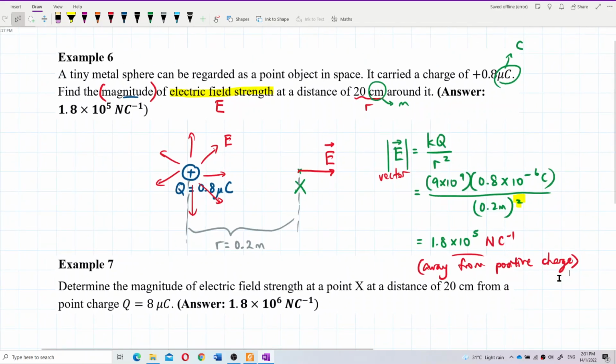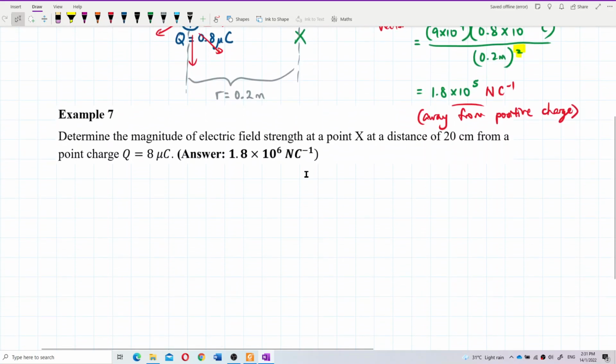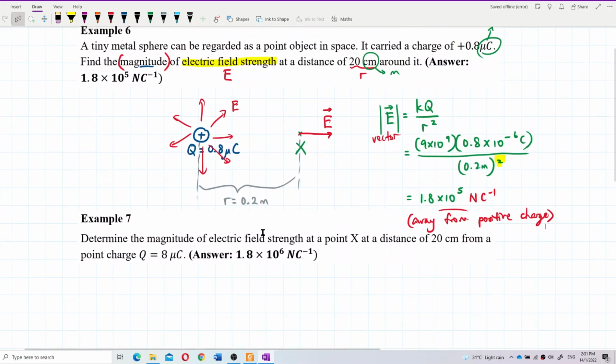Okay. The following question: determine the magnitude of electric field strength at point X at a distance of 20 cm from a point charge of 8 microcoulomb. I think this is the same as above. Again, this is the R. You have to change the unit, centimeter to meter, and microcoulomb to coulomb. And this is still a positive point charge. The question asks to find the electric field strength at point X, also the magnitude only.